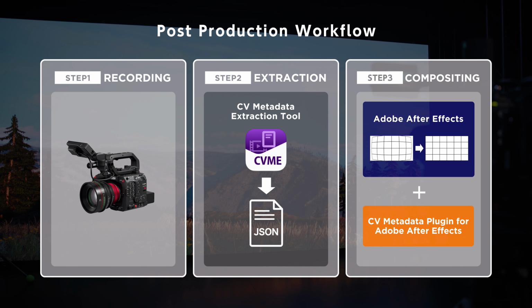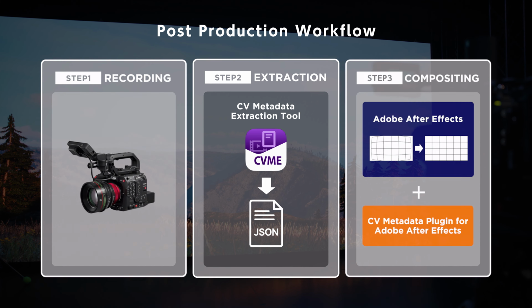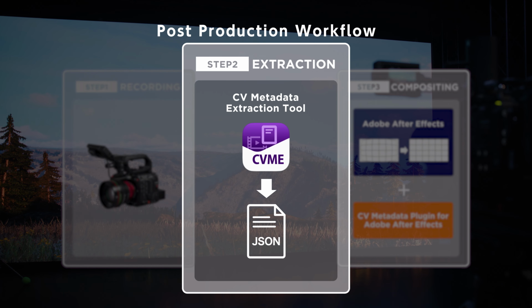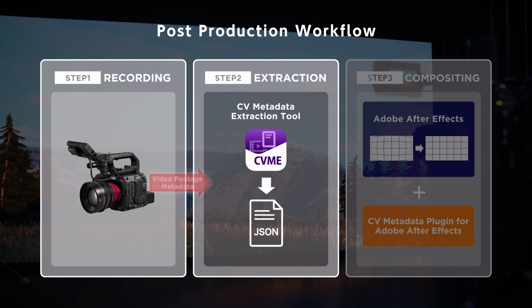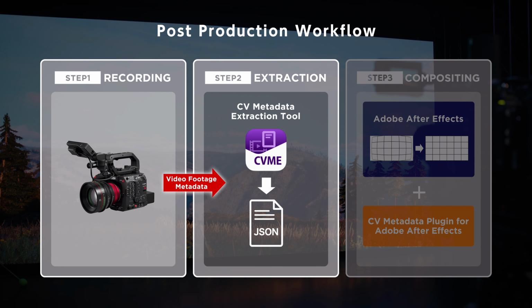CVPS isn't just an on-set advantage. Its strength in post is the ability to accurately recreate the original shooting conditions. CV Metadata Extraction Tool extracts frame-by-frame shooting data, including zoom, focus, and distortion, from recorded video and exports it as JSON data.